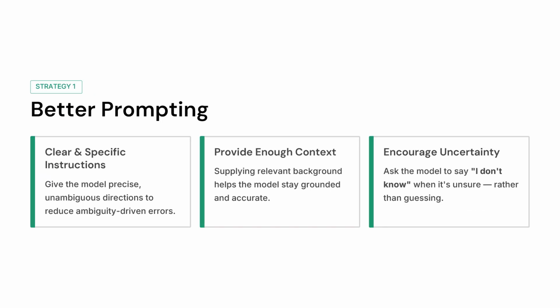So the first technique is better prompting. One of the major reasons why hallucinations occur is when the prompt is vague. So in order to avoid that, we need to make the prompt more precise and provide clear and specific instructions on what response we actually want. We also need to provide it with enough context so that it can answer properly. And sometimes we also need to explicitly state that if you don't know the answer, say I don't know or something along those lines, so that it doesn't hallucinate. And when it's unsure, it gives an I don't know type answer rather than guessing or hallucinating.